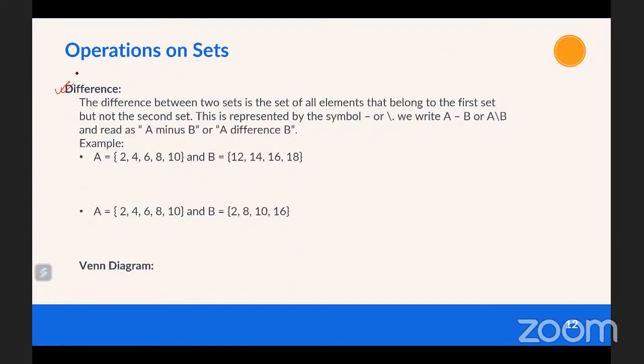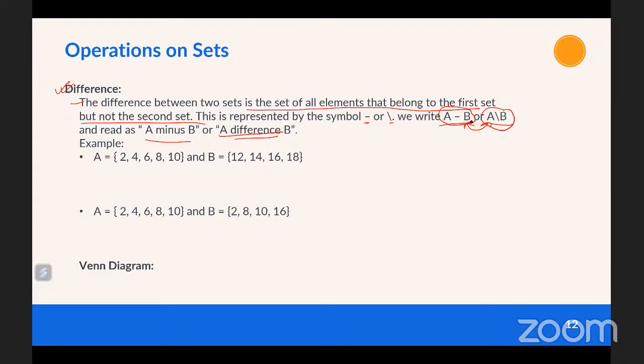So the next operation which we perform in set is known as the difference operation. So this is a little bit tricky. What is difference operation? First I'll read out. So the difference between two sets is the set of all the elements that belong to the first set but not the second set. And we represent it by minus sign or a backslash. So it is written as A minus B or A backslash B. And we call it A minus B or A difference B. And both these represent the same thing.